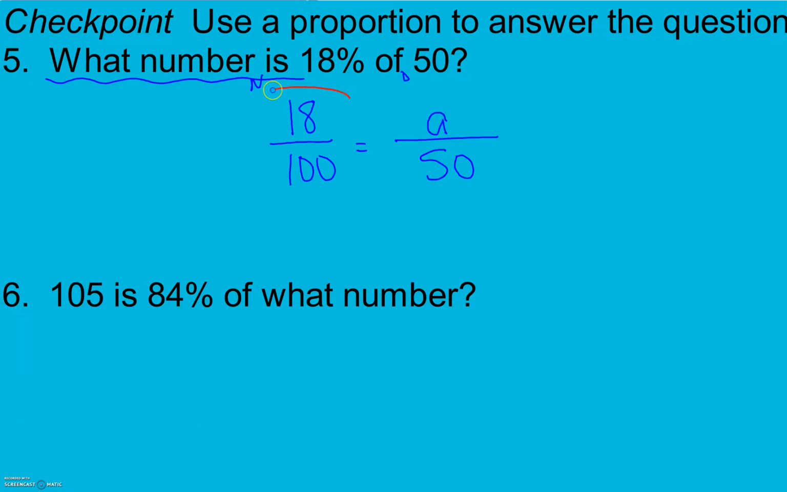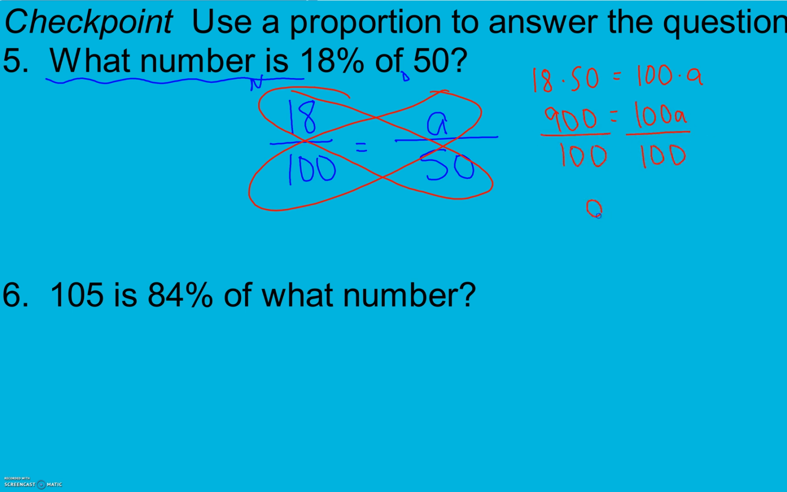We have a proportion, so we use cross products to solve. 18 times 50 equals 100 times A. 18 times 50 is 900 equals 100a. To get a by itself, we're going to divide to get rid of the multiplication, and we get 9. So 18% of 50 is 9, and again, not a percent.